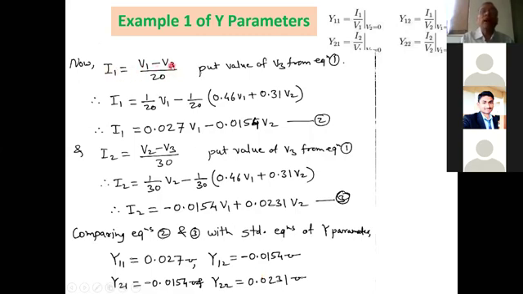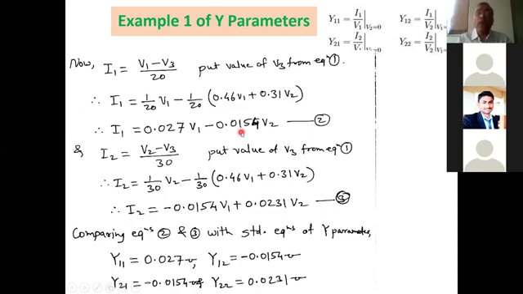So I1 is equal to V1 minus V3 upon 20. Put the value of V3 from equation 1. You will get I1 equal to 1 by 20 V1 minus 1 by 20 into this V3. You substitute from equation 1 and then simply rearrange the terms, that is, club all the terms of V1 together, V2 together. You will get the equation of I1 as 0.027 V1 minus 0.015 V2. Let us mark this as equation number 2, which we have got as I1 in terms of V1 and V2. So these coefficients we know are Y11 and Y12.